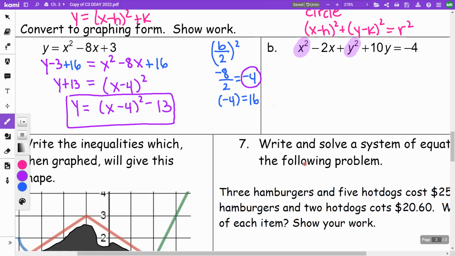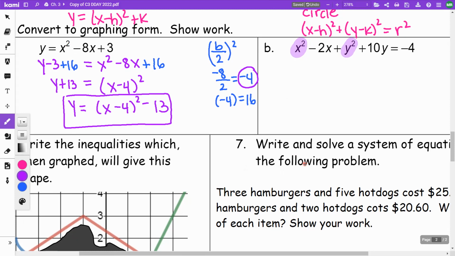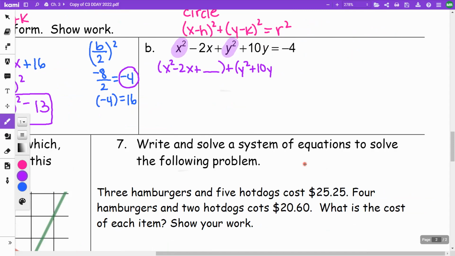I'm going to do the same on b, but this time I'm going to do it twice, once for my x's, once for my y's. So let's get the x's grouped together. So x squared minus 2x plus something here. Y squared plus 10y plus something is going to equal -4. And then I'm going to add that to both sides.